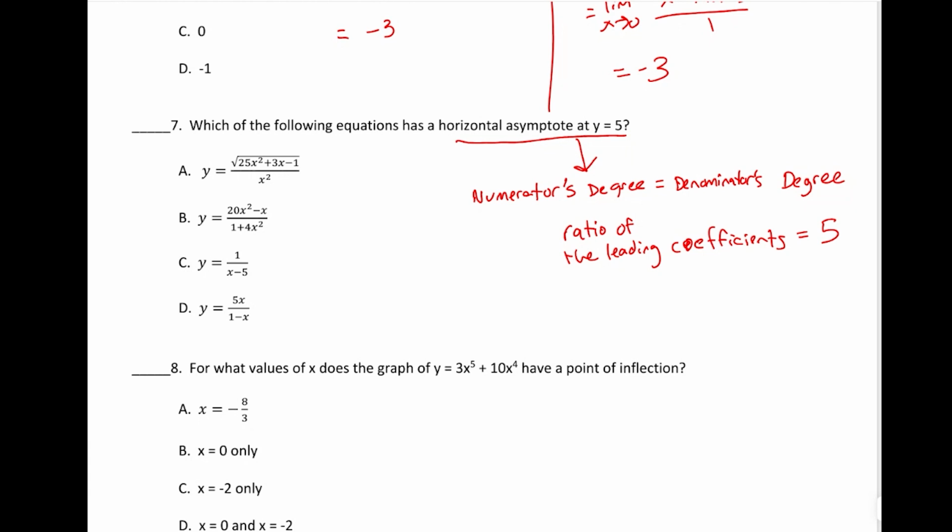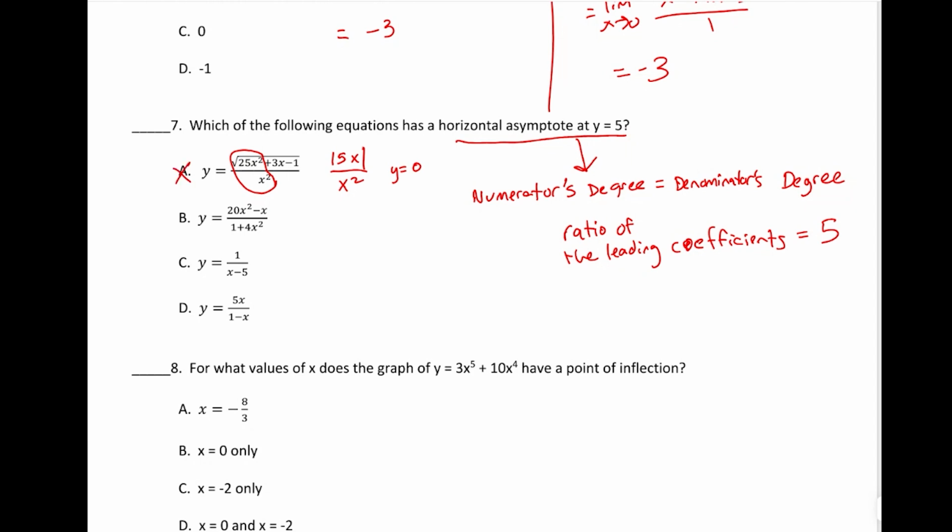So we're just going to look at the biggest terms of both the numerator and the denominator. The square root of 25x squared is going to be the absolute value of 5x over x squared. In this case, the degrees are not the same. The denominator is quadratic, and the numerator would be linear. So this is going to have a horizontal asymptote of y equals 0. This is not going to be our answer.